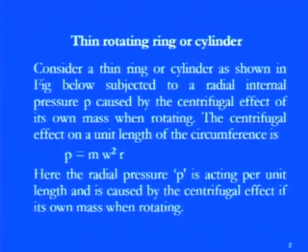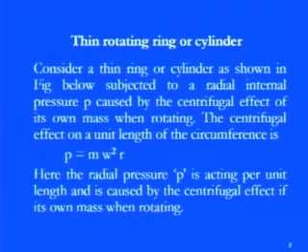So the centrifugal effect on the unit length of a circumference, because it always acts in the circumferential part of this particular rotating ring, gives us P, the internal pressure always acting there, equal to the mass of this cylinder into omega square, where omega is the rotational speed at which it is rotating.